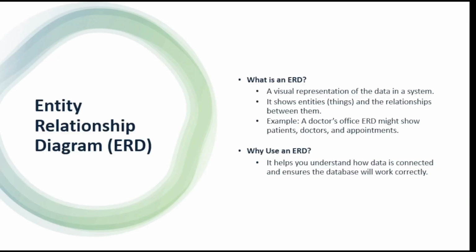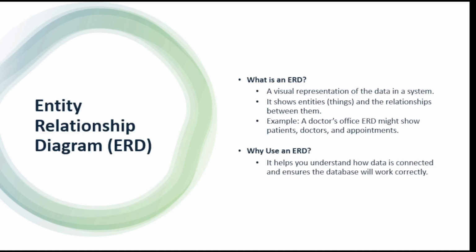An entity relationship diagram, or ERD for short, is a visual tool we use to represent the data in a system. It shows the entities, as we agreed, the things, and their attributes, their properties, and the relationships between them, how these entities are related to each other. For example, in a doctor's office, we might have entities like patient, doctor, and appointment. The ERD would show how these entities are connected, like how a patient schedules an appointment with a doctor.